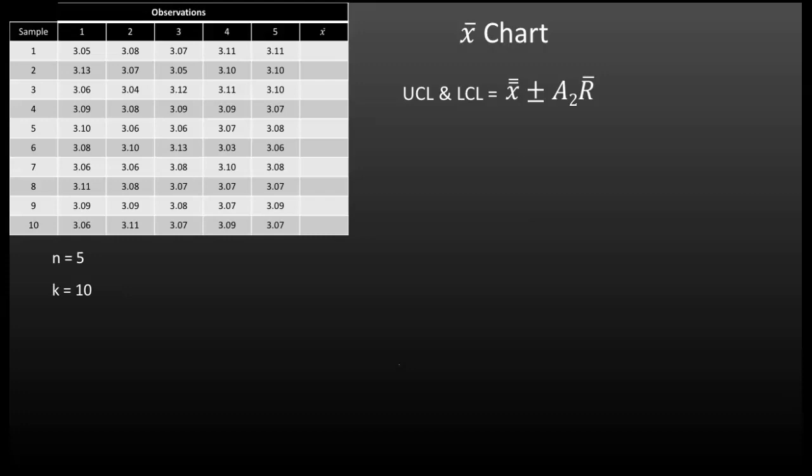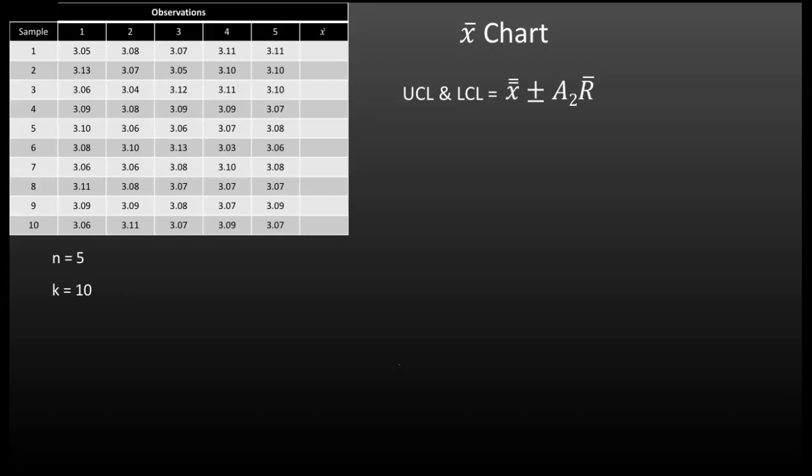So we have our formula there for the upper control limit and the lower control limit, where we need X bar bar plus and minus A2 R bar. Well, the first thing we can do is find X bar bar. X bar bar, that's the average of your X bars. So we need to find the X bars for each sample. So we have 10 different samples that we have in this table in the upper left. We need to average each of these samples.